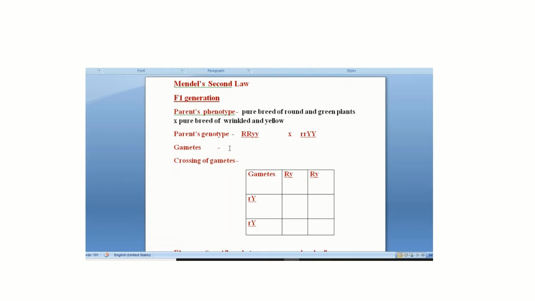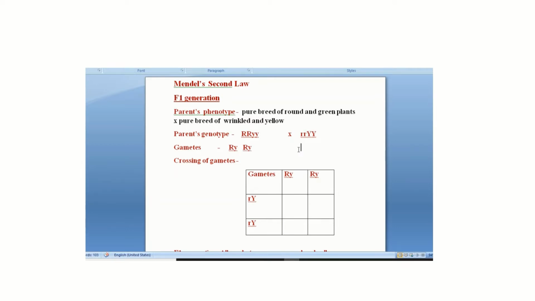So we have two characteristics for the first parent: round shape and green color. When we are making the gamete, we need to form it like this: capital R for round, and small y for green. Similarly, we get another pair, capital R, small y. So now the gametes are ready for the first parent, that is capital R, small y, capital R, small y. So round and green.